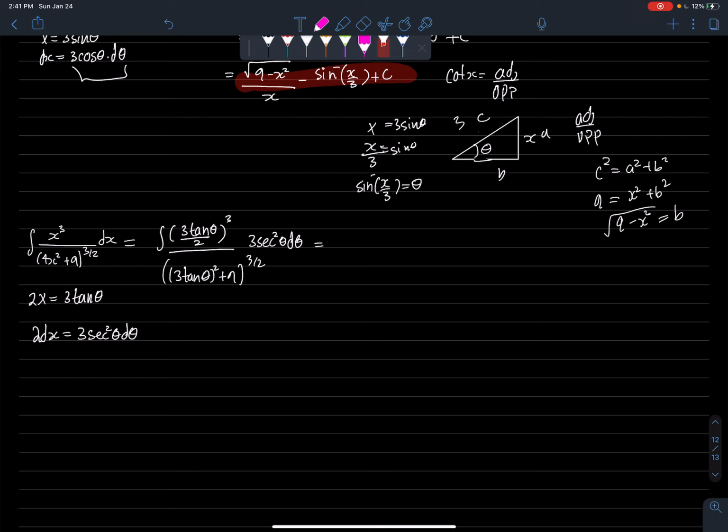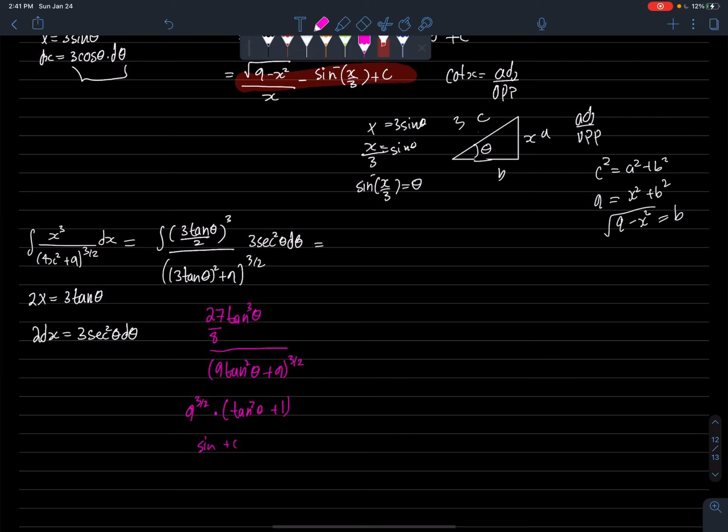So on the top, we have 3 squared, 3 times 3 times 3, so 27, tan theta cubed, over 2 cubed. So 2 times 2, 4, 8, right? Over 9 tan squared theta plus 9 to the 3 over 2, right? But we can just say this is 9 to the 3 over 2 times tan squared theta plus 1.